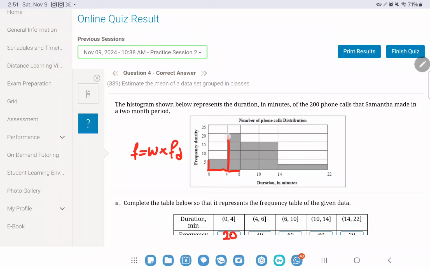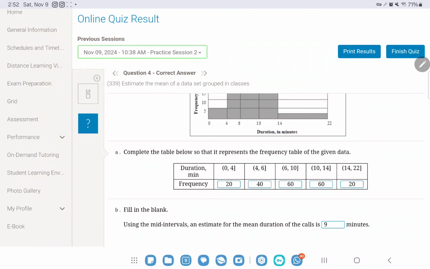Then 2 times 20, you're gonna get 40, which is your second one. Then 4 times 15 is 60. Then again 4 times 15 is another 60. And then we have here 8 times 2.5, which let me calculate, is 20. And that's how we got the first answer.